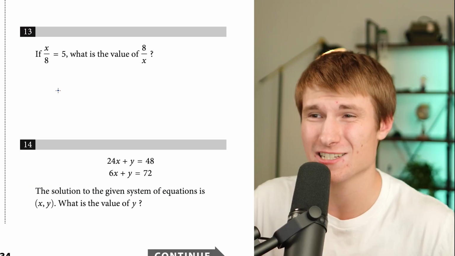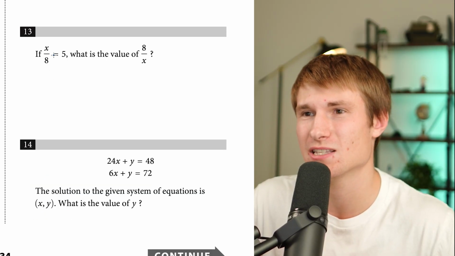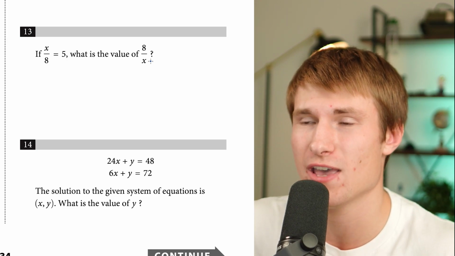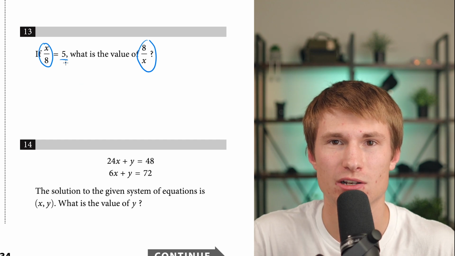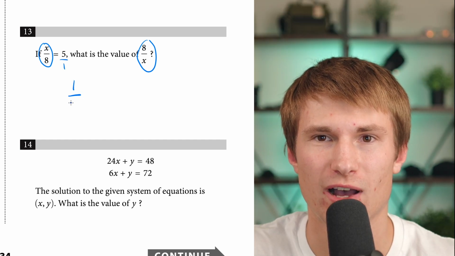Here's how to answer this SAT math question super quickly. Question 13 states if x over 8 is equal to 5, what is the value of 8 over x? Since we know that x over 8 and 8 over x are just flipped, all we got to do is take this 5 over 1, flip it to 1 over 5, and that'll be our answer.